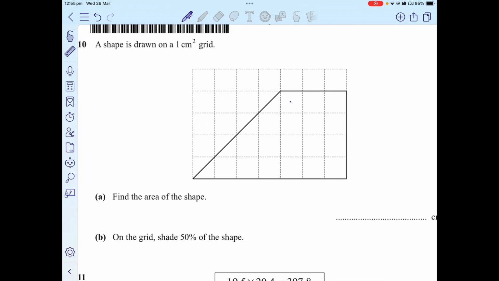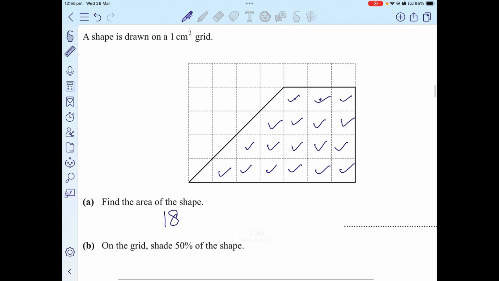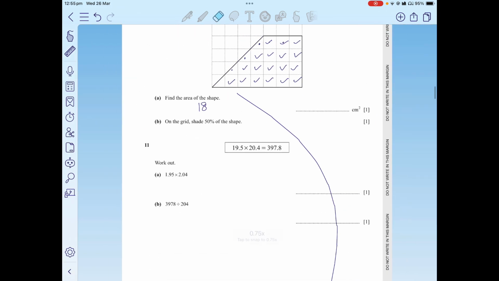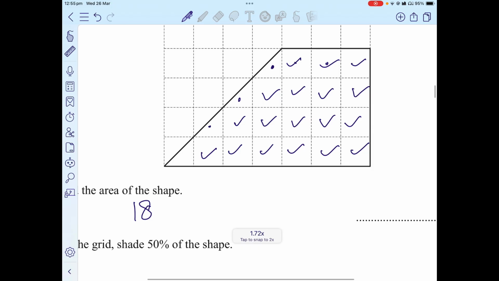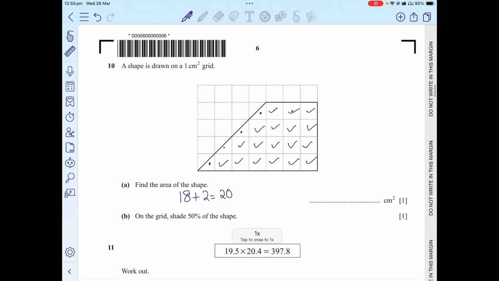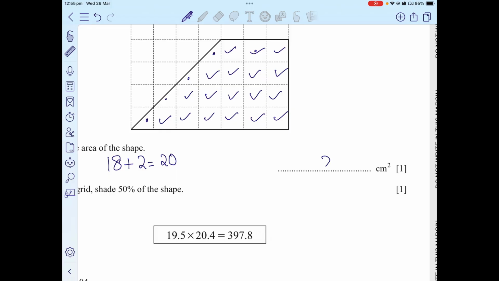So if you count the squares, 1 2 3 4 5 6 7 8 9 10 11 12 13 14 15 16 17 18. So we have 18 whole squares, and then how many half squares do we have? We have these four half squares. That means when you combine them, four half squares make two full squares. So you have 20 squares, and because each square has an area of 1 centimeter square, the area is 20 centimeter square. Okay, I hope that is clear.